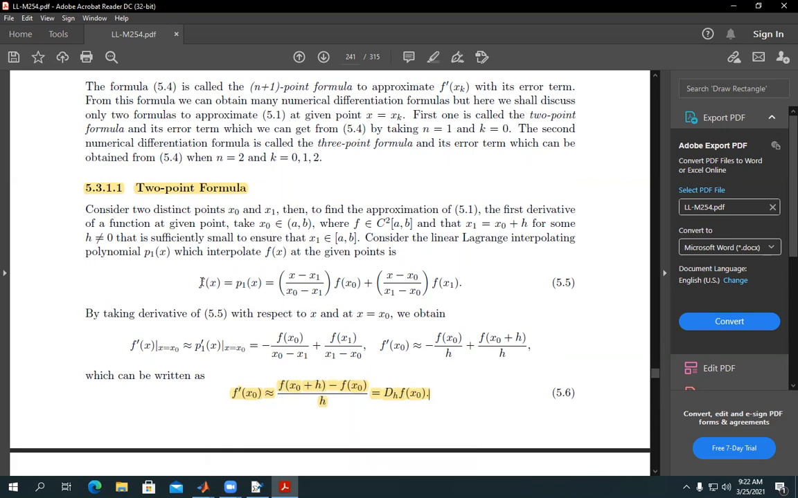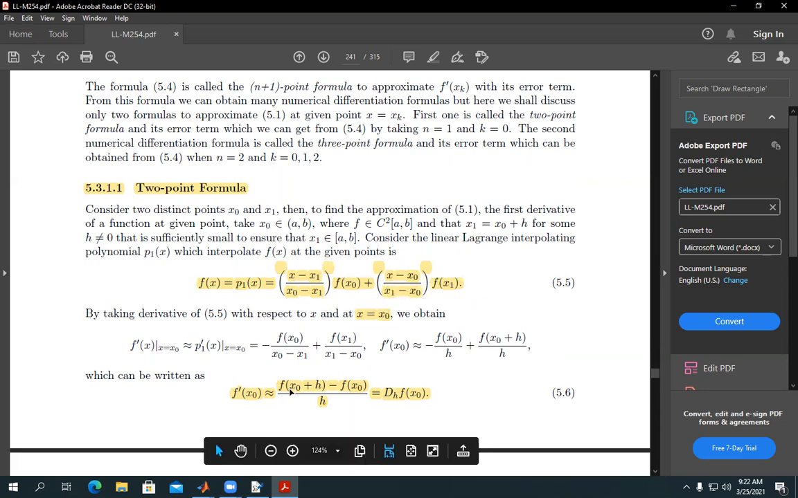But I give you the background. You know what this one is? This is a linear Lagrange formula. And if you take the derivative of the linear Lagrange formula at the given point x naught, you will end up with this formula, which we call the 2-point formula. f of x naught plus h minus f of x naught, divided by h.